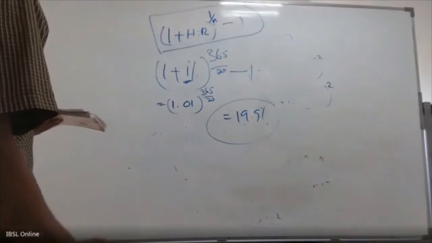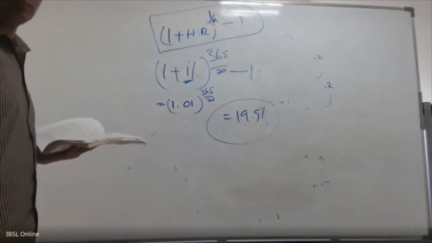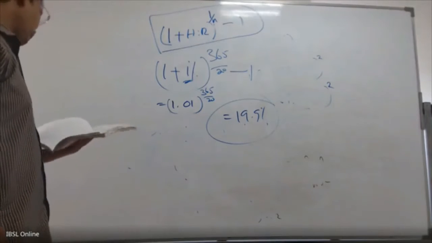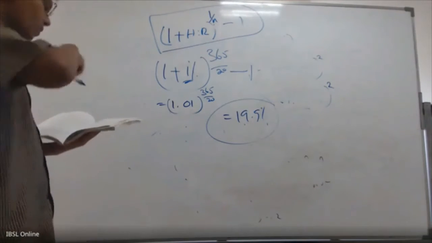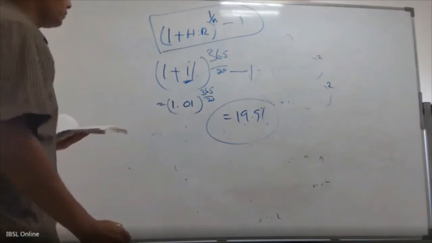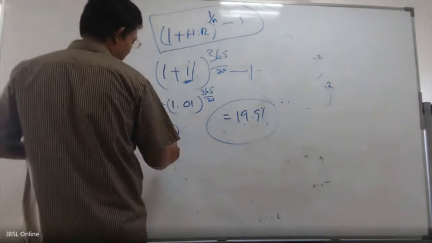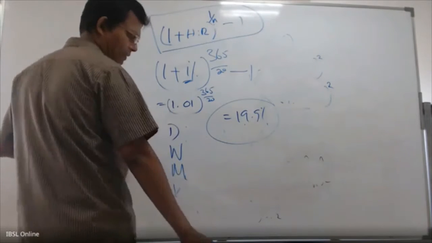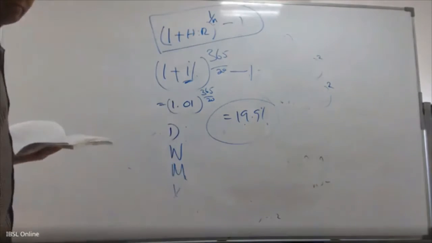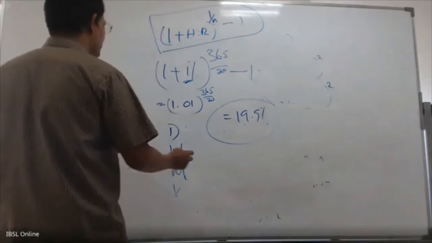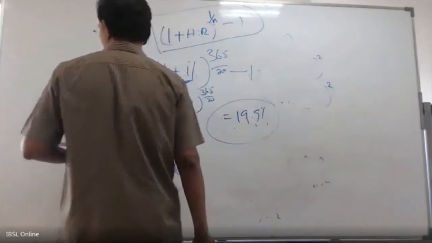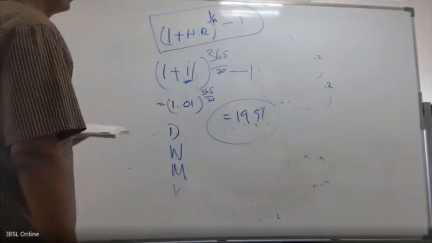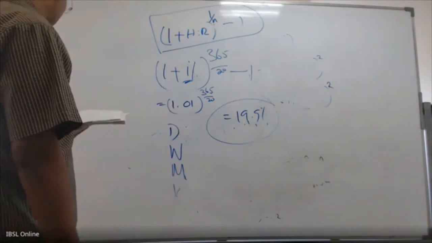This is the holding period return of your portfolio. Very good questions, right? Annualized: days, weeks, months, and years. Everything is covered. Annualized return can be tested.